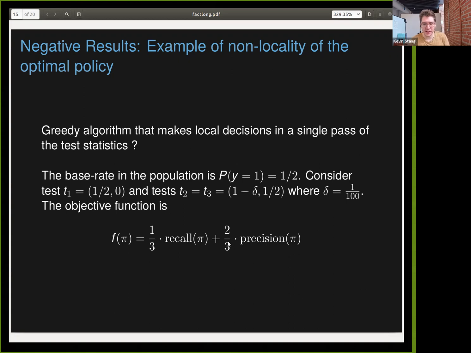Just to pause for a second, this is in contrast to some of the other related work where they have a more greedy hiring policy.